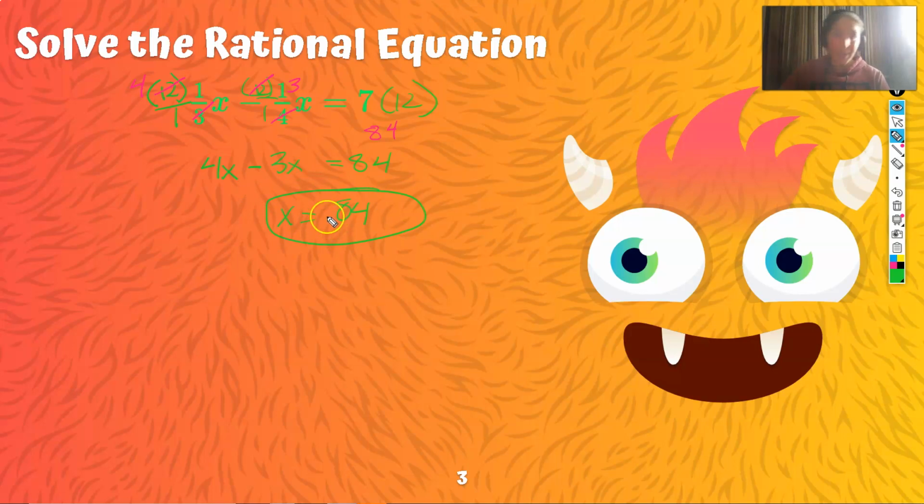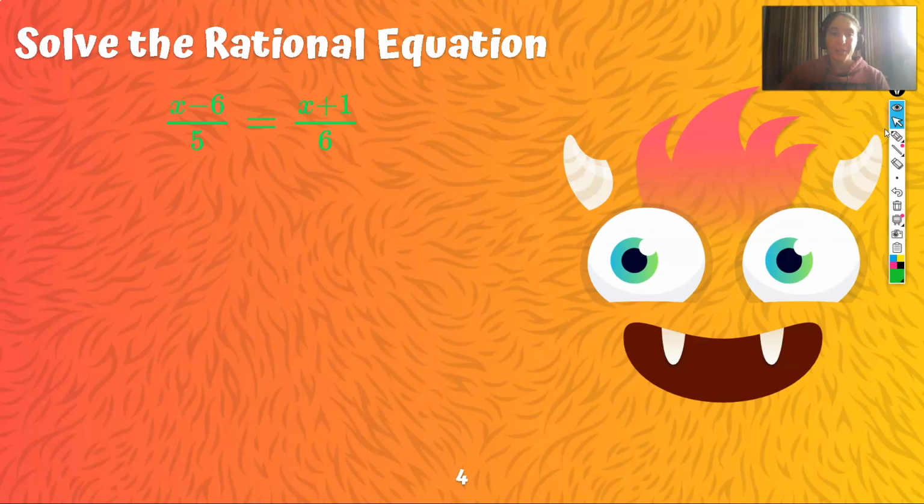Is this answer okay to have? Yes, because in this particular equation, this is just a simple linear equation. In this equation, x is not in the denominator, so I don't need to check if values are going to cause it to be undefined. This is just 1/3 times x, like regular numerator x. So x being 84, totally fine. There's no undefineds actually here. This is a polynomial.